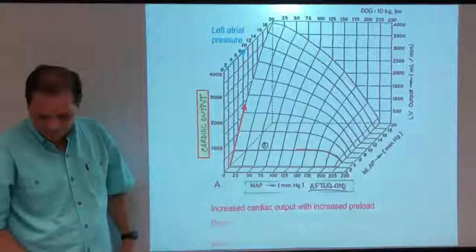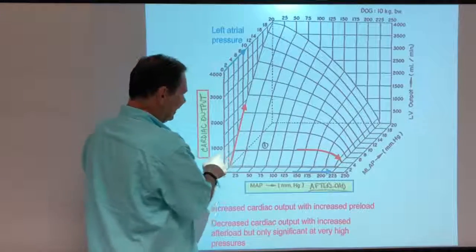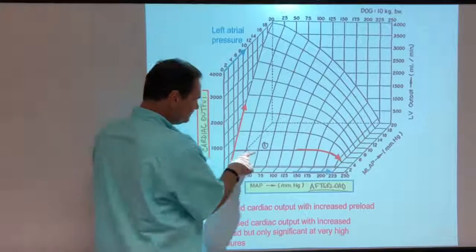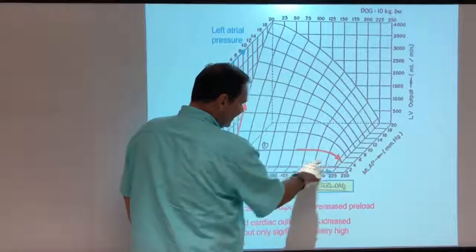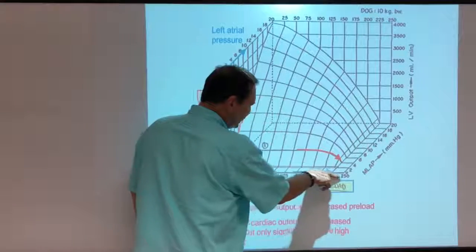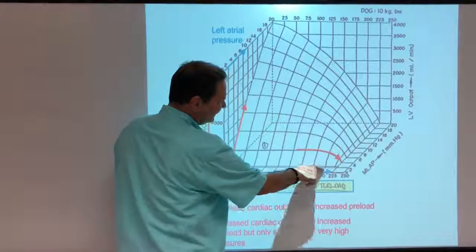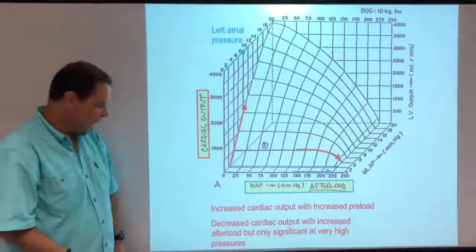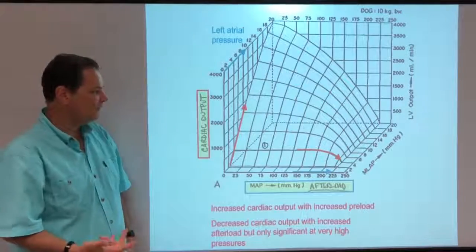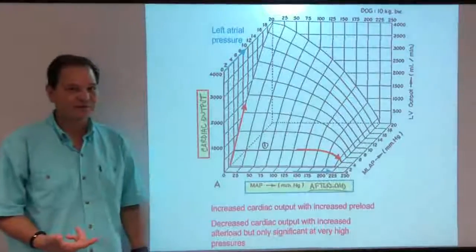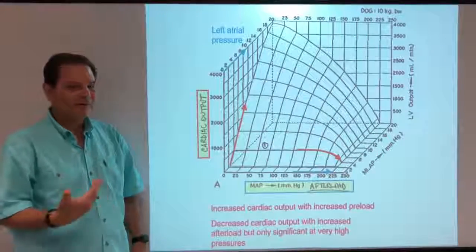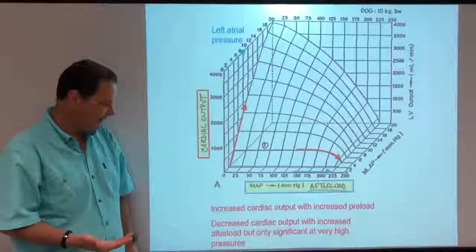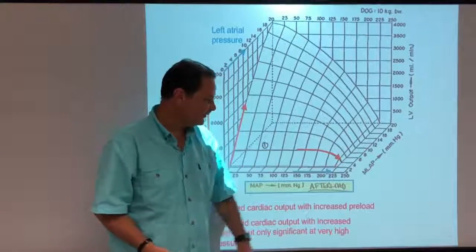If we look at the effect of increasing afterload at any given preload, we get this line. And again, I think this is a dog. So we're increasing pressure, and notice how high the pressure has to get before stroke volume starts to finally fall. It has to get really high. So remember I told you that afterload, qualitatively, you always get a fall in stroke volume with an increase in afterload. However, quantitatively, it doesn't amount to much unless you get to really, really high pressures. It doesn't really drop, and you can see that on this graph.